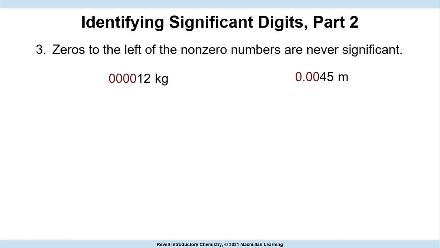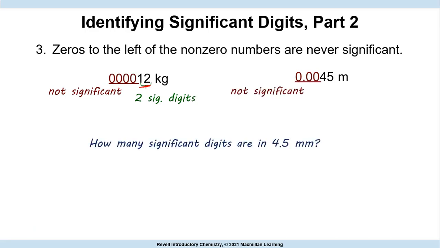Now let's look at the third case. Zeros to the left of the non-zero numbers are never significant. For example, we have 0.0000012 kilograms. So we have just 2 significant numbers here. And also here we have 0.0045, just 2 significant digits. So any 0 that is coming before a non-zero number is not significant. So all these 4 zeros are not significant. We have just 2 significant digits. These 2 zeros here are not significant. We have just 2 significant digits, which is 45.